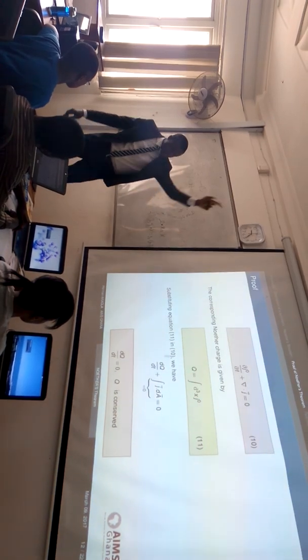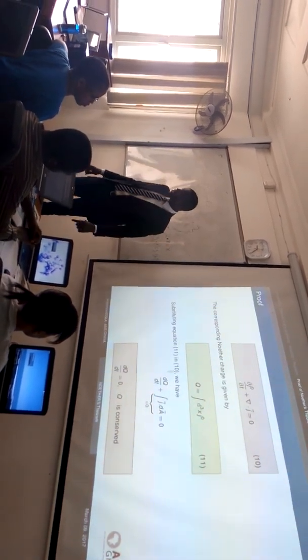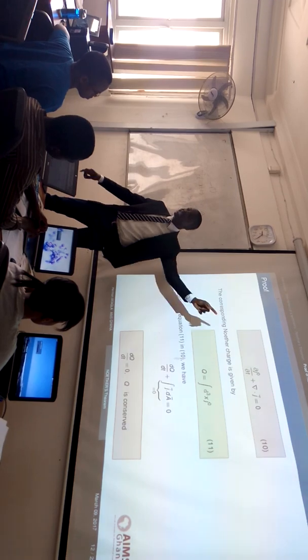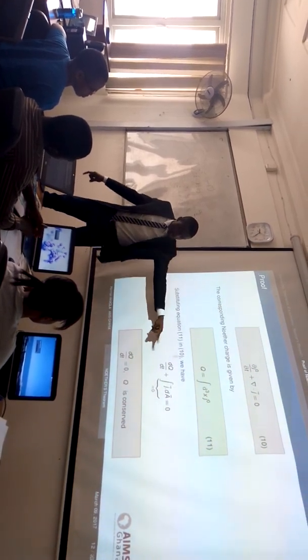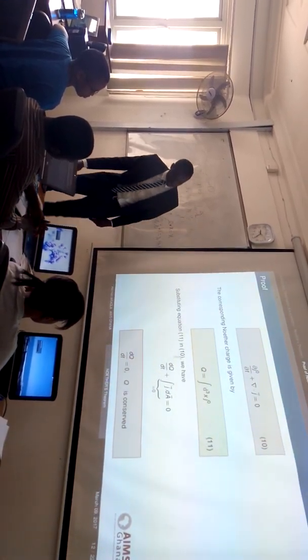Substituting equation 11 in equation 10, we have this equation. And we saw in class that this equation vanishes at the boundary of the field. So this is 0, you have dQ over dt equals 0, so Q is conserved.